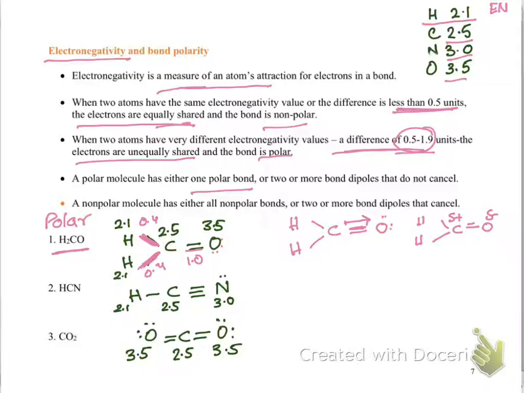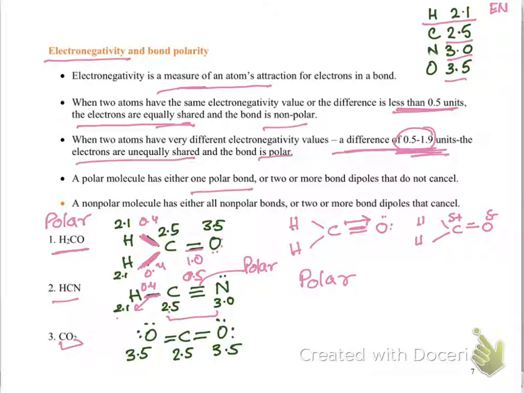Now another one, HCN. This bond, 2.5 minus 2.1, 0.4, so it's a nonpolar bond. But 3.0 minus 2.5 is 0.5, so it lies here. That means this is a polar bond, and one polar bond means the molecule is polar.